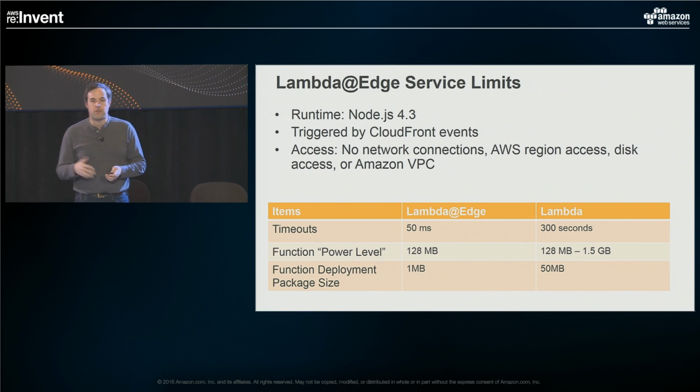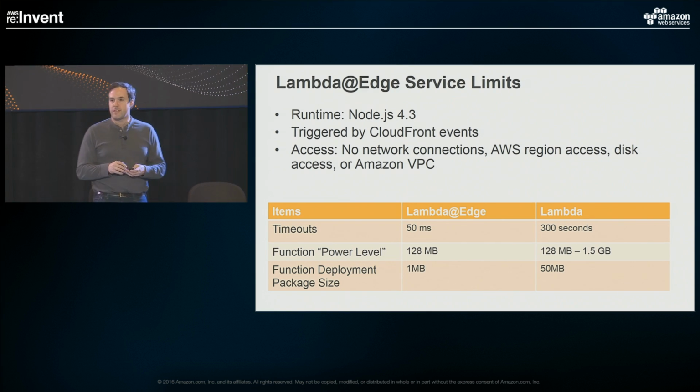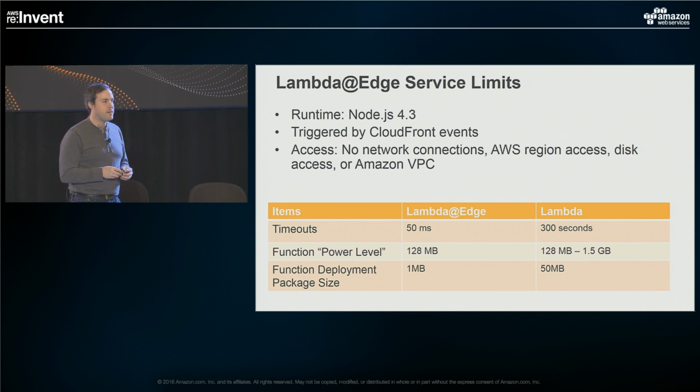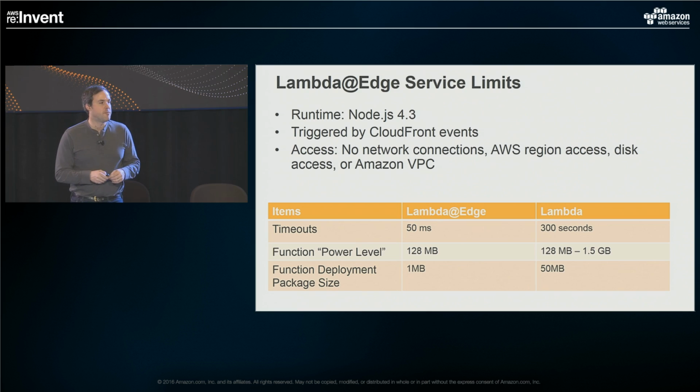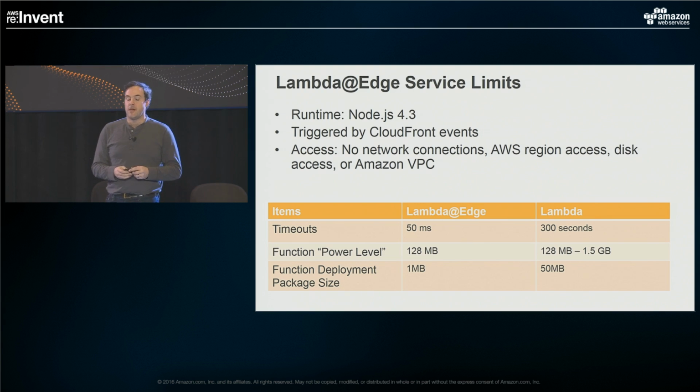The one power level or memory footprint we're going to support for the time being per VM is 128 megabytes. Fortunately, the Node.js runtime tends to be pretty small, so that should give you a good amount of space to work with your application code. And your package size can be 1 megabyte.